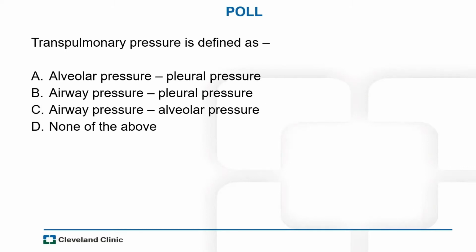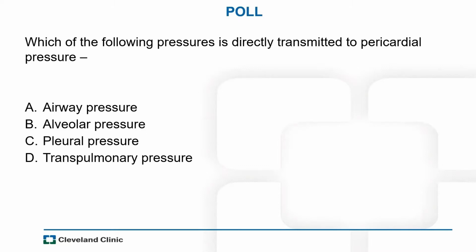And this is another poll to think about as we're talking about this. How would you define transpulmonary pressure? Is it alveolar pressure minus pleural pressure? Is it airway pressure minus pleural pressure? Is it airway pressure minus alveolar pressure, or none of the above? Another question is, which of the following pressures is directly transmitted to the pericardial pressure? Is it airway pressure, alveolar pressure, pleural pressure, or transpulmonary pressure? We'll try to answer some of these questions today.